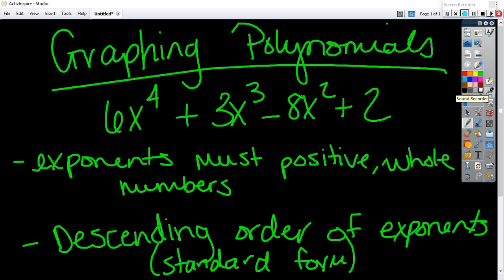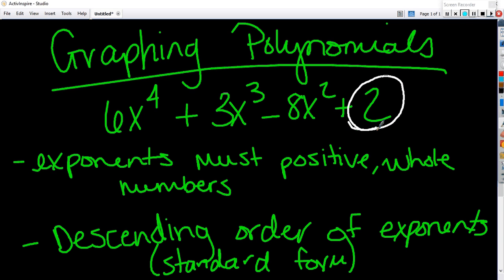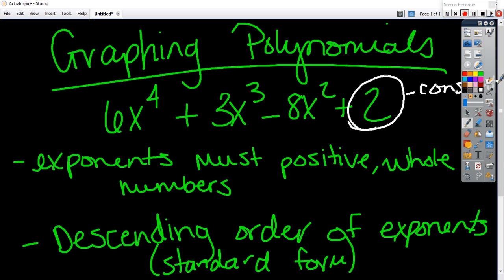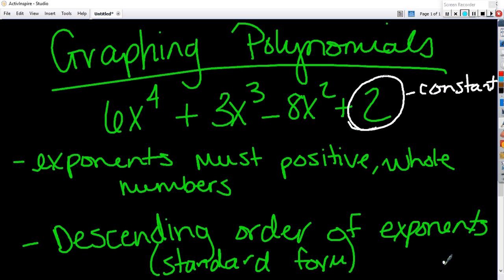So a couple of vocabulary terms with this. This number that sits on the end, what is that called? Constant. Good job, Drew. Constant. Now, once I have it in descending order from biggest to smallest exponent, this number in the front is pretty special. Do you know what that's called? Leading coefficient. The leading coefficient.